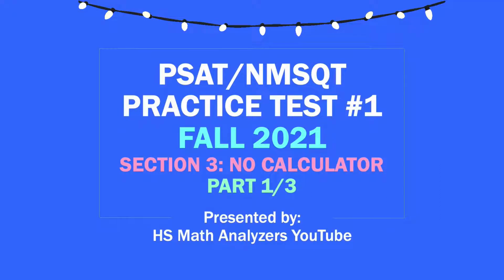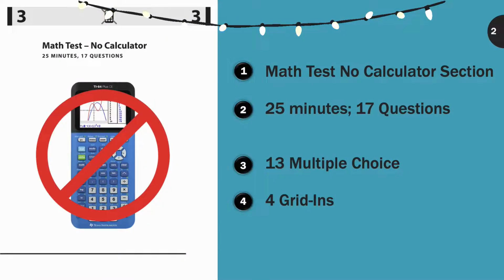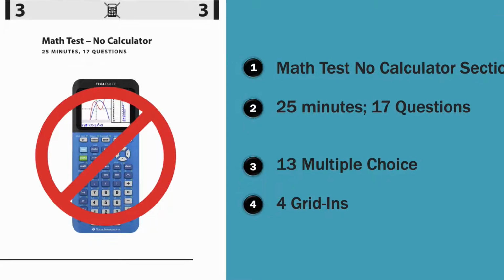PSAT/NMSQT Practice Test 1, Fall 2021, Session 3 No Calculator, Part 1 of 3, presented by High School Math Analyzer YouTube. In this math session, you will not be allowed to use calculators. You have 25 minutes to do 17 questions. There are 13 multiple choice and 4 written questions.